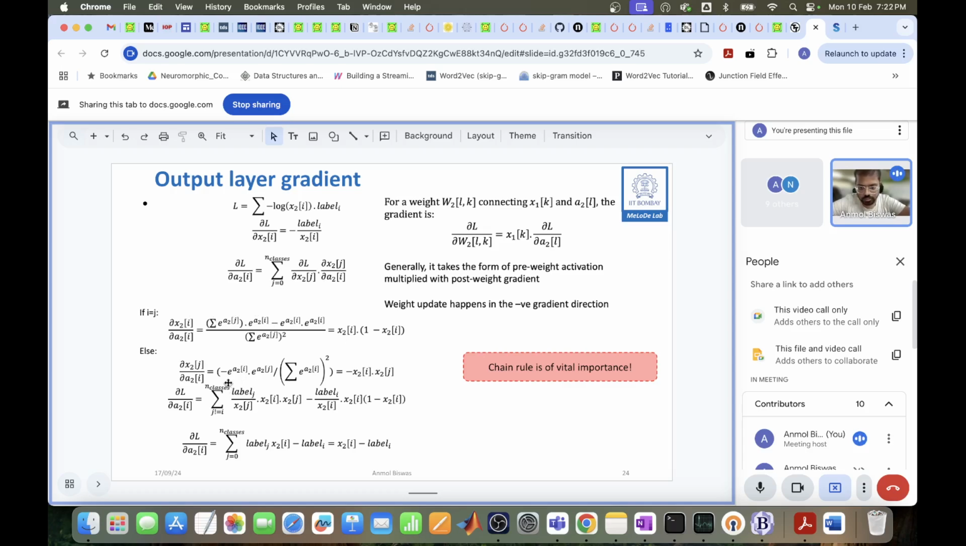But the second term here is minus of e to the power a to I multiplied by e to the power a to j, and then you divide it by the square of the summation, which you can simplify simply as x2 of I multiplied by x2 of j with a negative sign, right? So this part is complete, right?